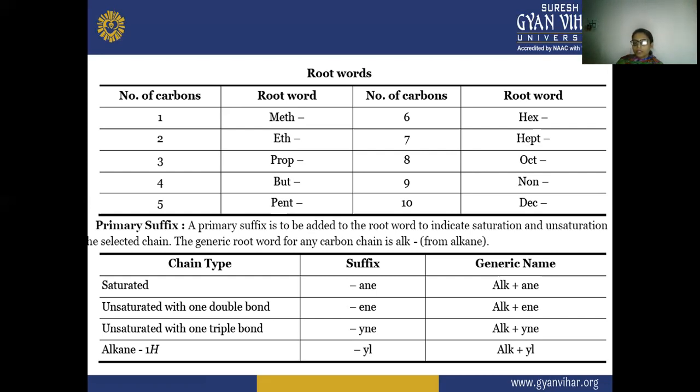It means it has 1 double bond, then the suffix is ene. Ene means that it consists of a double bond, so its name is alkene. Next is unsaturated with 1 triple bond. If it has 1 triple bond in the chain, then it is represented by the suffix yne. So its name will be alk plus yne, that is alkyne.